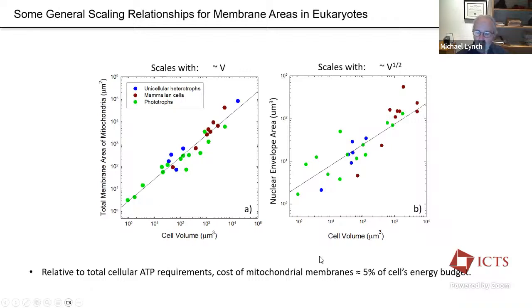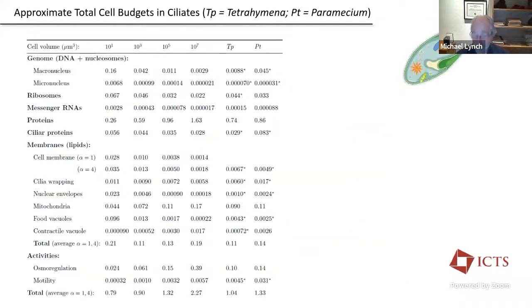When you put all this together for mitochondrial membranes, again, about 5% independent of cell size, about 5% of the cell's energy budget goes into just maintaining mitochondrial membranes, just the lipids themselves. It's not including the proteins that happen to be in the membranes.